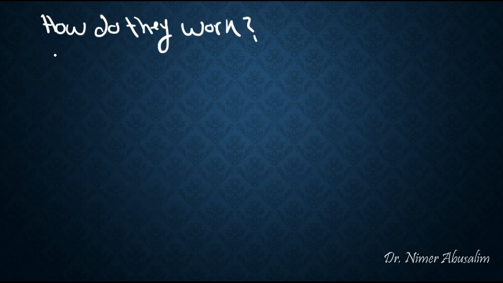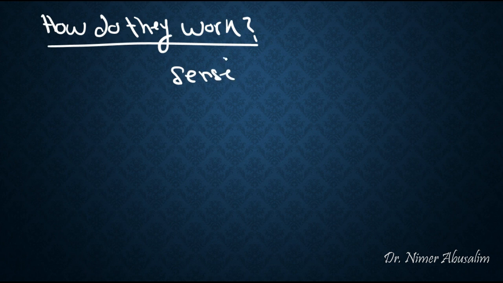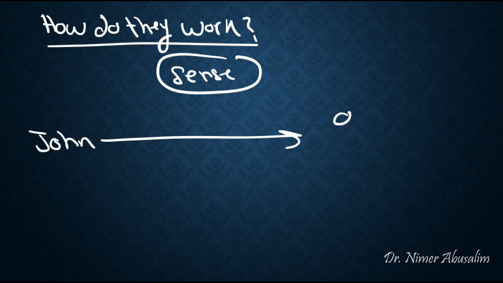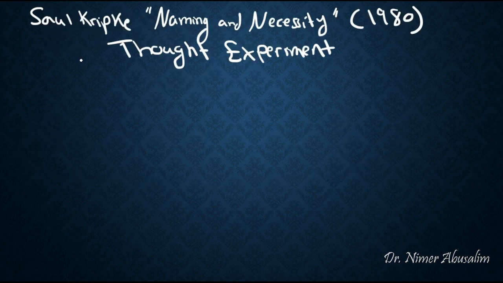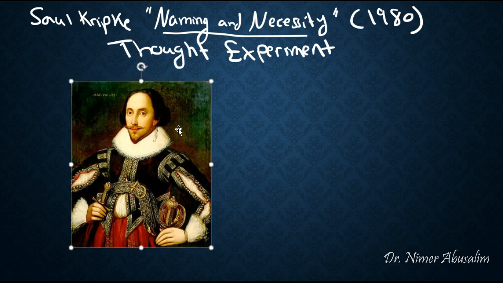If they are purely referential, then how do they work? Remember, purely referential means that we can skip going through the mediated phase of sense. So I could say John refers directly to John without having to go through sense. So how does it work? In Saul Kripke's 1980 Naming and Necessity, a thought experiment was introduced to get you to think about exactly how proper names should and could work. Take this as an example.